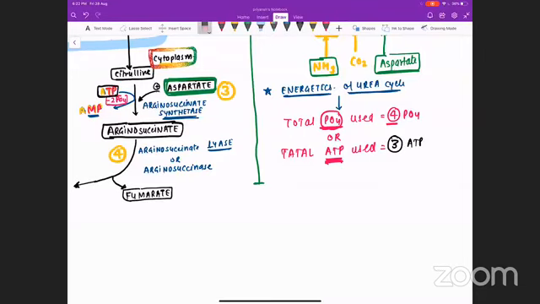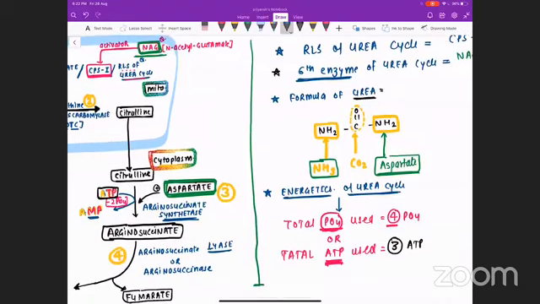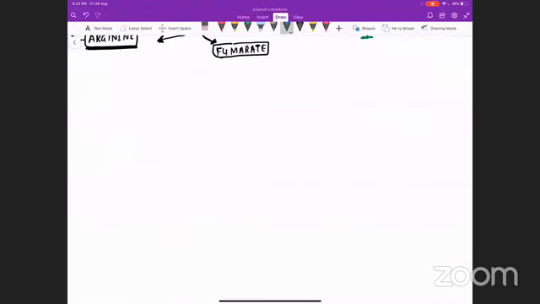These are the various questions that can be asked from the urea cycle physiology: what is the rate limiting enzyme, the sixth enzyme, the formula, and the energetics part. The last topic that we are going to discuss from the urea cycle is urea cycle disorder.